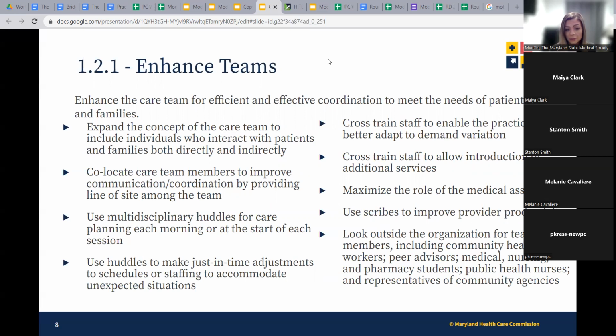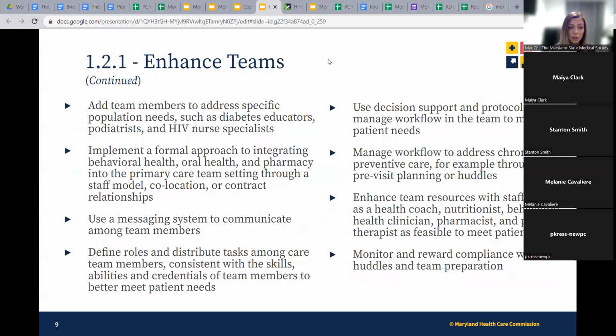And look outside of the organization for team members, again, such as community health workers, peer advisors, medical, nursing, or pharmacy students, public health nurses, and community agencies. You can also add team members to help address specific population needs. As mentioned before, integrating behavioral health. You can integrate oral health and pharmacy through a staff model, co-location, or contract relationships.